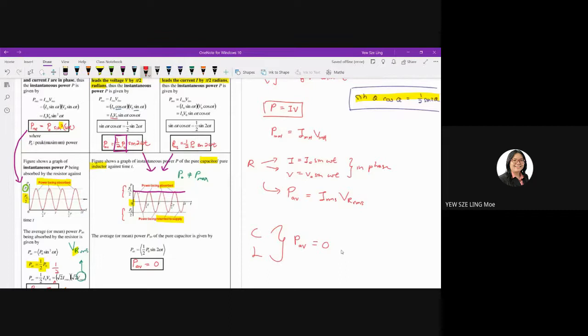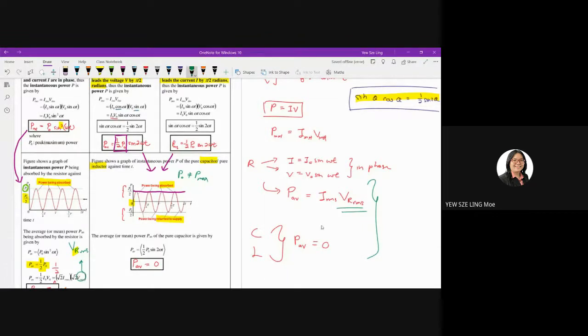So your C and your L tell you P average equals 0. No power is being used in your capacitor and inductor. Which means if the question asks you to calculate average power in a circuit, it doesn't matter whether it is an RC, RL, or RCL circuit. What you have to know is that the only power that is being used, the real power that is being used to do work, is just the power that's coming from your resistor.